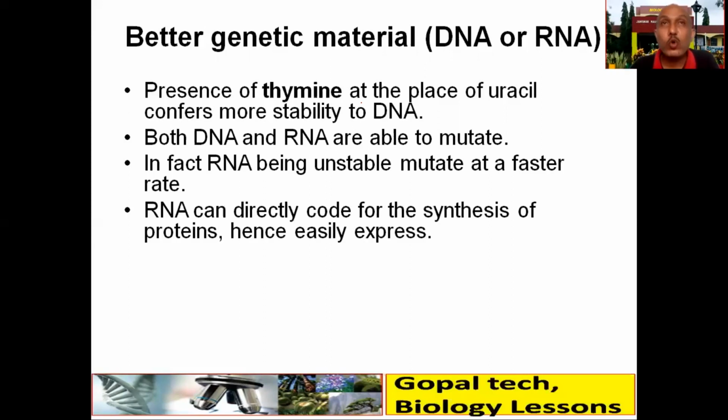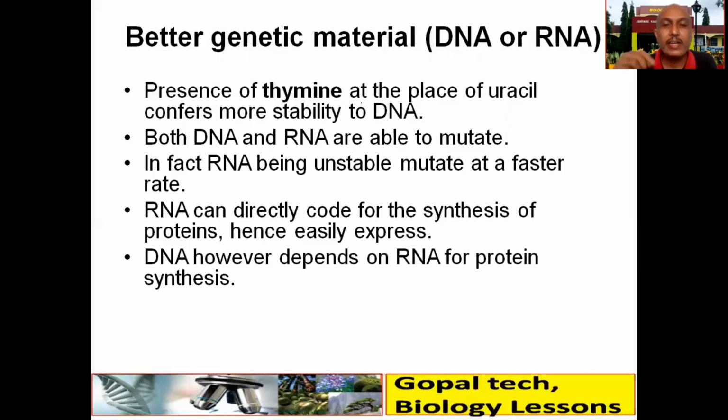RNA can directly code for the synthesis of proteins. Hence, it is easily expressed. The DNA cannot code directly, so it cannot be easily expressed. However, the DNA depends on RNA for protein synthesis. So again here is a misnomer. Then who came first? Which is the first genetic material? If you see the properties of RNA, it is a catalyst, in all chemical reactions and in all protein synthesis. So RNA is the best first genetic material.